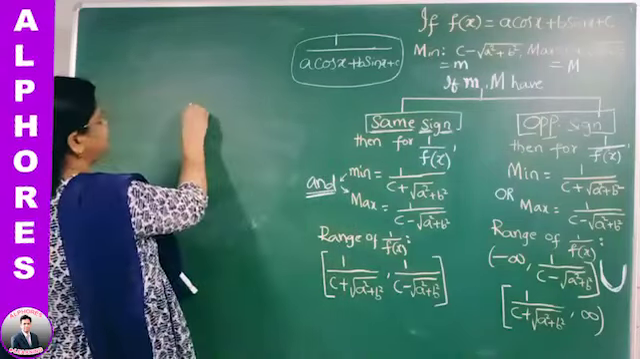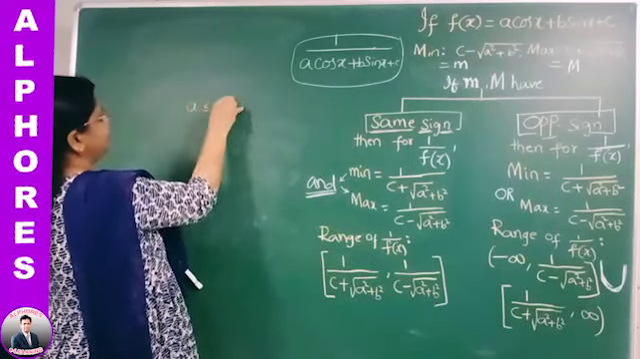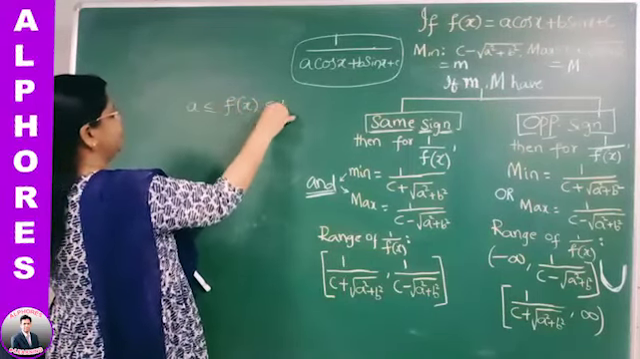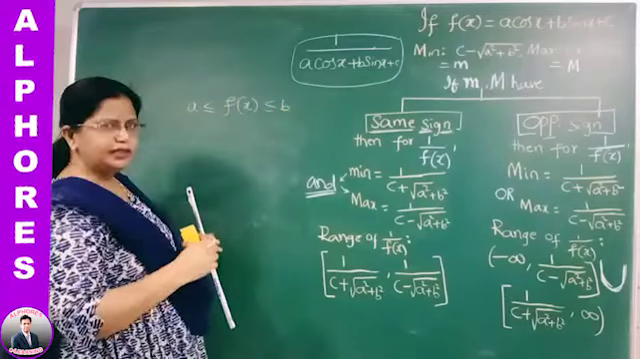That means if you have a less than or equal to f of x less than or equal to b, where a and b have the same sign.